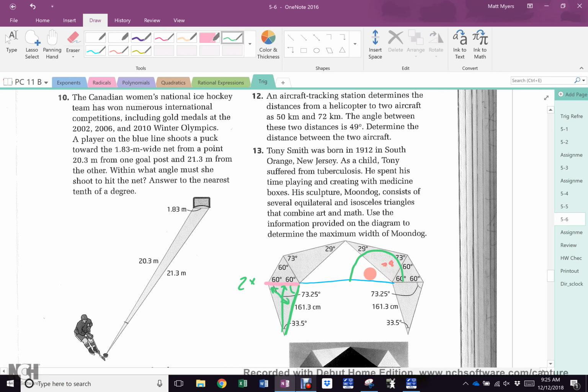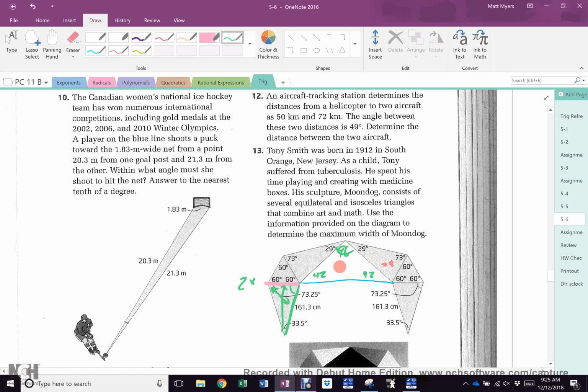So what's this? 42. So what's this? 42. So what's this? 180 minus 84, 96, right? Everyone agree? So now I got all three angles.